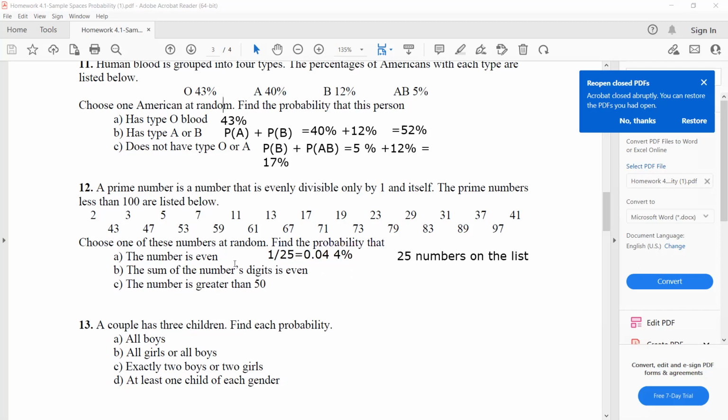This one is the one that usually messes people up. The sum of the number's digits is even. Here you have to, this takes a little more work. The sum of the digits is even. So 2 is even, so you count that.